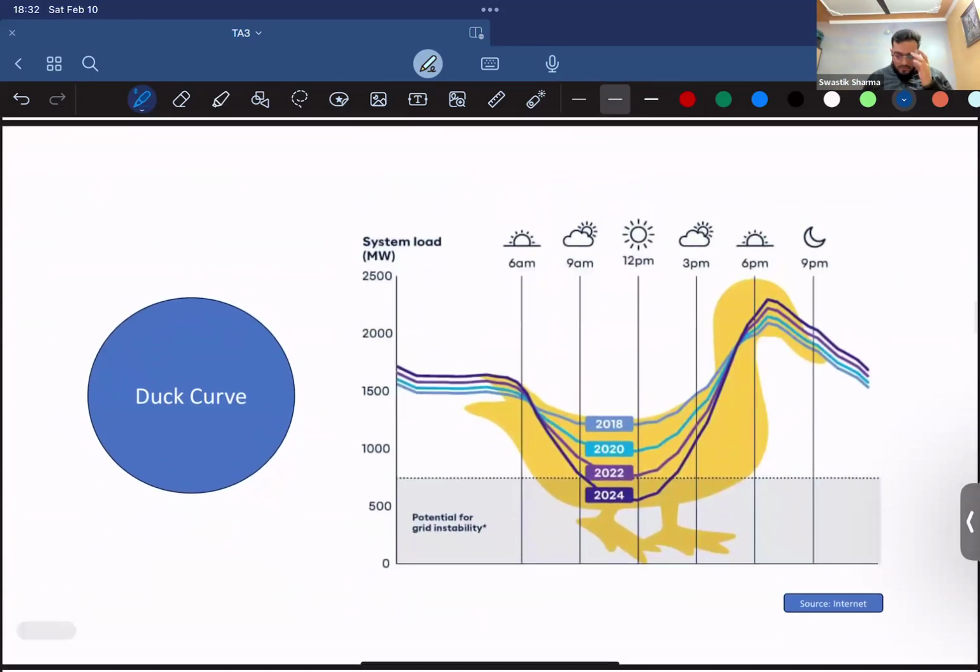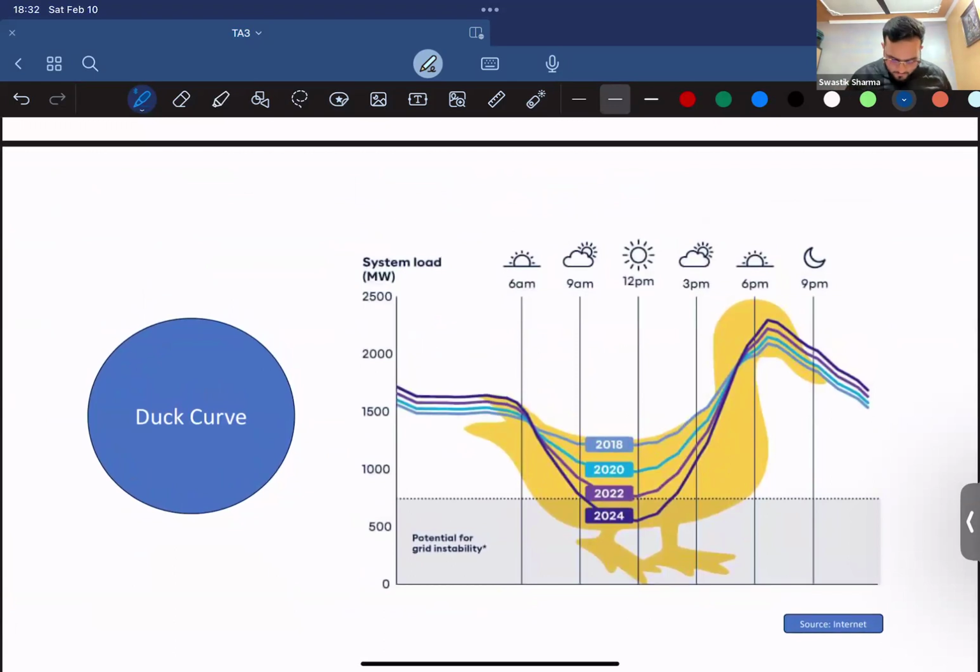So this figure was taken from New England ISO, which is an independent system operator in the USA. They have projected when, due to solar energy penetration, the grid will become unstable, and in which year. They found that in 2024 there is a potential for grid instability with the rate of growth they are experiencing with solar based generation.